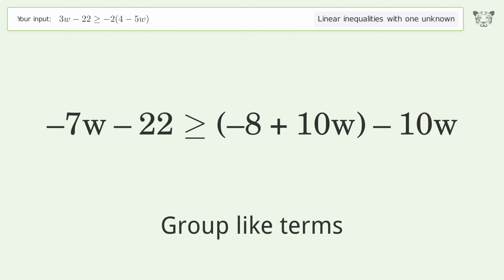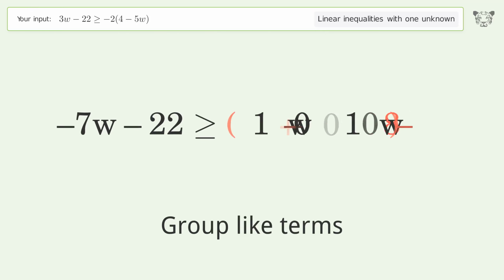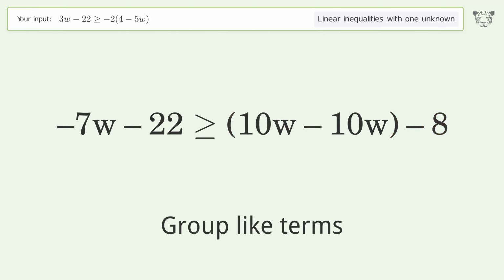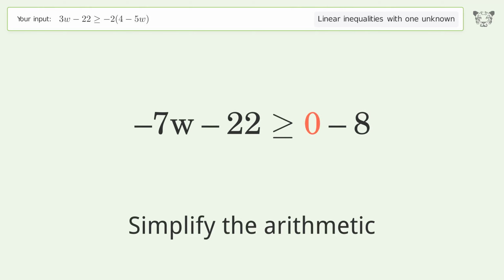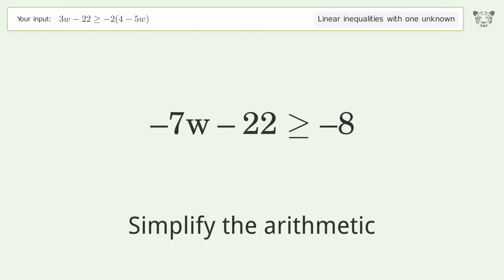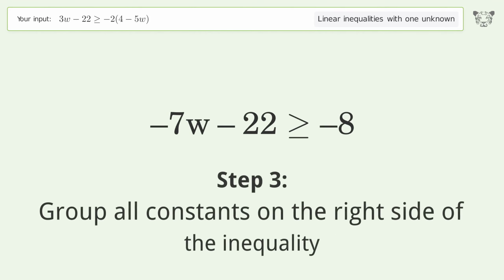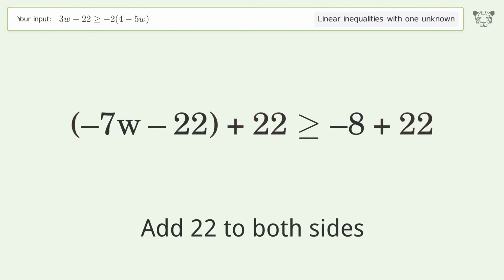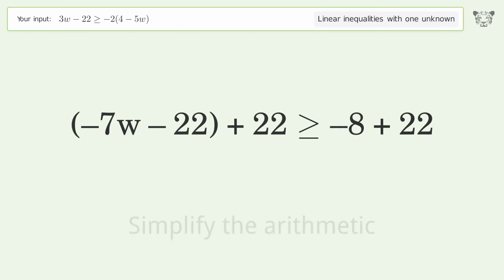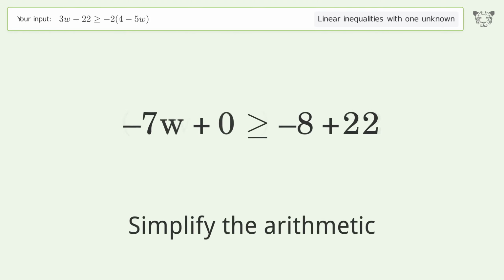Group like terms. Simplify the arithmetic. Group all constants on the right side of the inequality. Add 22 to both sides. Simplify the arithmetic.